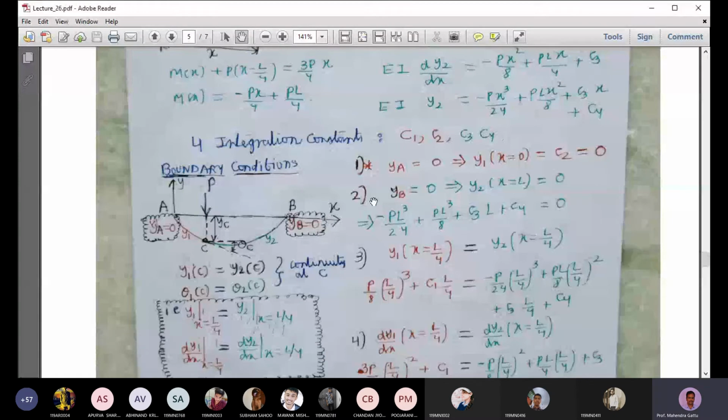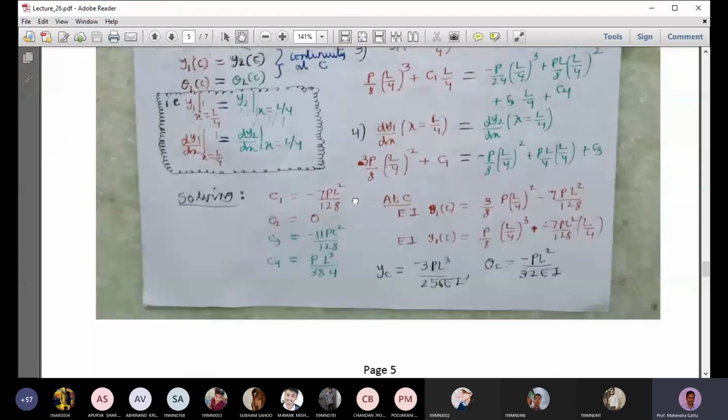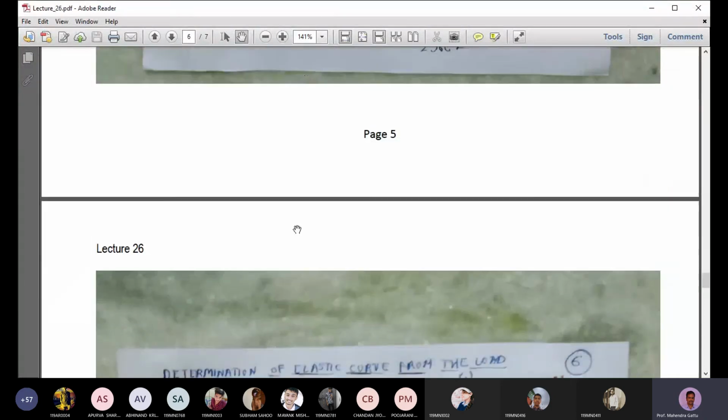Okay, so this example is done. So we'll go to the next application.